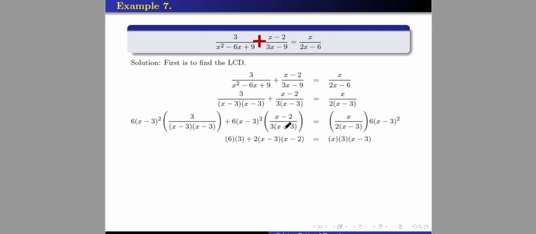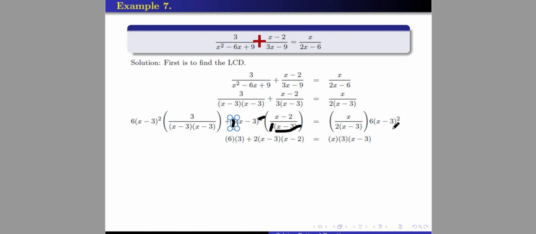Next, on this part, 6 divided by 3 is 2. Then, in x minus 3, we have only one copy of x minus 3, but there are 2 copies, so we can cancel 1. So minus 1, and we're left with 1 x minus 3. Okay? So x minus 3 times x minus 2.